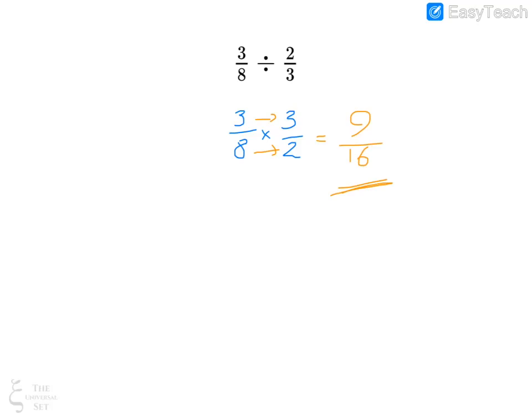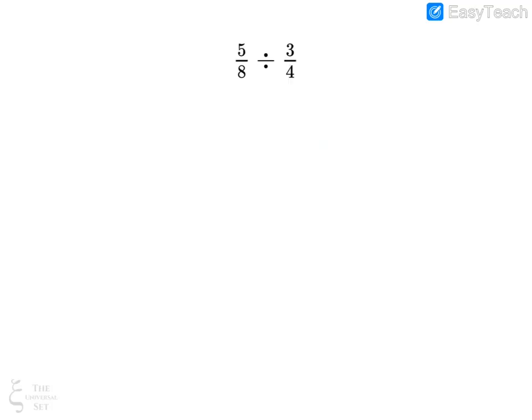Okay. Next example is going to be slightly trickier because there'll be an extra wee step at the end, but I'll show you that when we get there. So first thing, first fraction stays the same, 5/8. Second fraction turns upside down, 4/3. Division sign, we change that to a multiply. And then we multiply straight across. So we're going to do 5 times 4, which is 20. And we're going to do 8 times 3, which is 24.